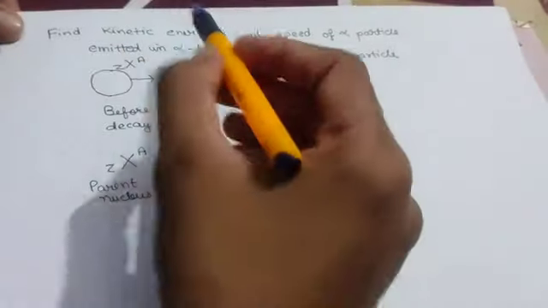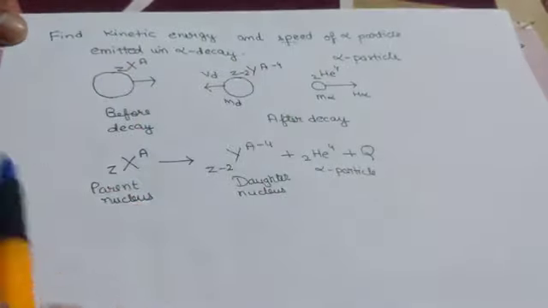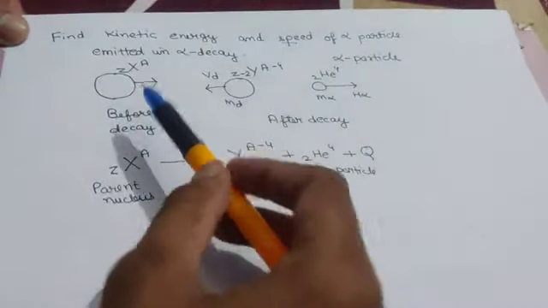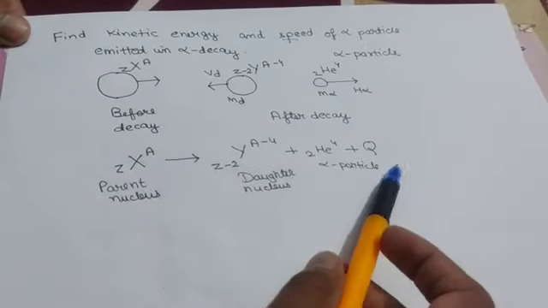Hello friends, today we'll find the kinetic energy and speed of the alpha particle emitted in alpha decay. This is a concept of collision. This is before decay, this is after decay. This is the parent nucleus, the daughter nucleus, the alpha particle, and the Q energy released.